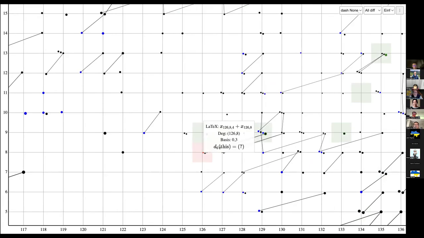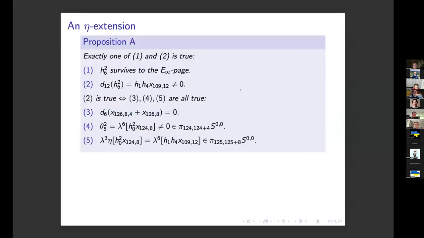If we were to have an argument saying that this is a non-zero D6 differential, then we're done. There is a much simpler argument. Then this is a D6, and this dot will disappear. We just multiply with more lambda power, and therefore we can conclude that eta theta 5 squared is 0. So condition 3 is to guarantee that this expression is non-zero on the E12 page.